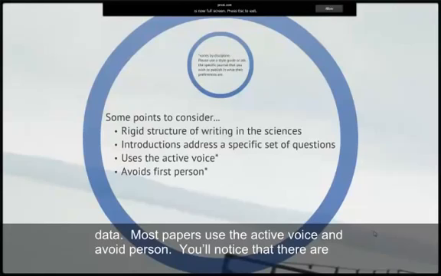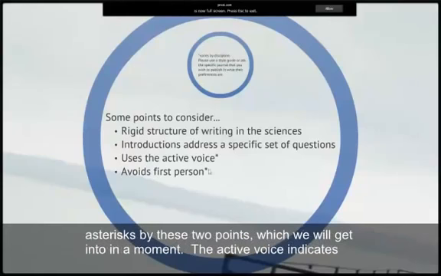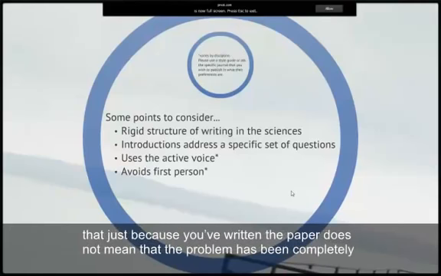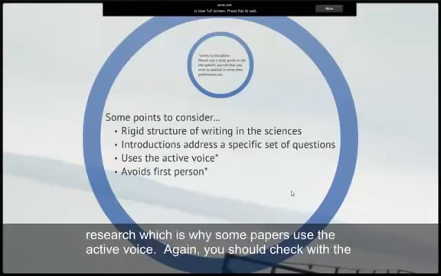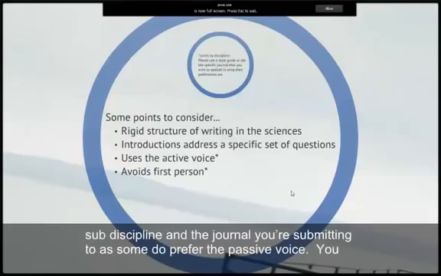Most papers use the active voice and avoid first person. You'll notice that there are asterisks by these 2 points, which we will get into in a moment. The active voice indicates that just because you've written the paper does not mean that the problem has been completely resolved. You've not resolved any issues definitively, therefore it is still an active form of research, which is why some papers use the active voice. Again, you should check with the subdiscipline and the journal you're submitting to, as some do prefer the passive voice.